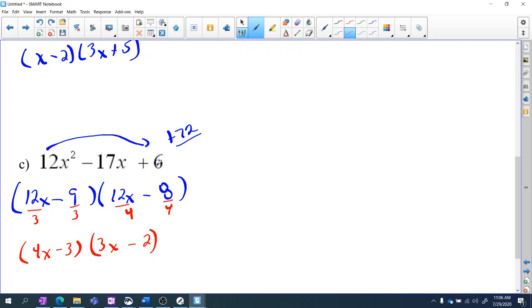So my only other issue is, well, what about the middle ones? Well, 4x times negative 2 is negative 8x. Negative 3 times 3 is a negative 9x. Add those together. Yep, it works. So I know that I have it right. So there is a nice strategy you can use to factor hard trinomials.